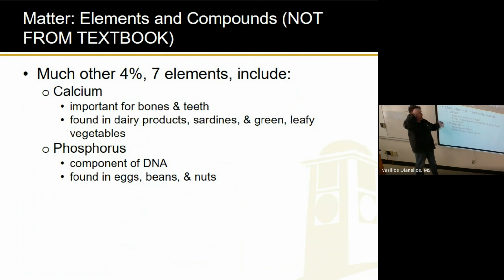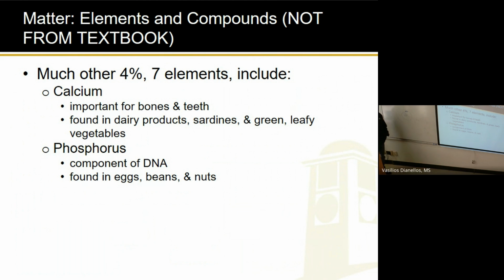Most of that 4% is made up of 7 elements. Remember, there's 25 total, and we have the big 4, so that leaves us with 21 more. Of those 21, we have 7 that I'm talking about right now. You can look this up for independent work. Calcium is an example, phosphorus. You can look up any of them and find out, first of all, why are they important and where do we find them? For example, calcium is important for bones and teeth.